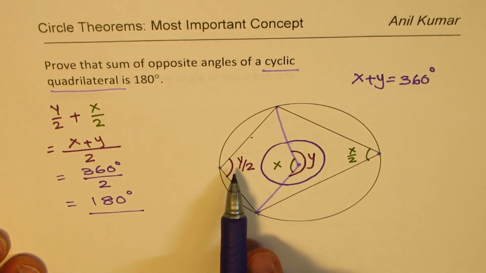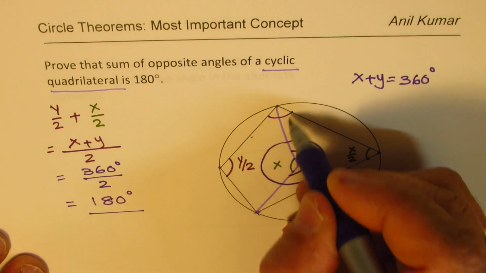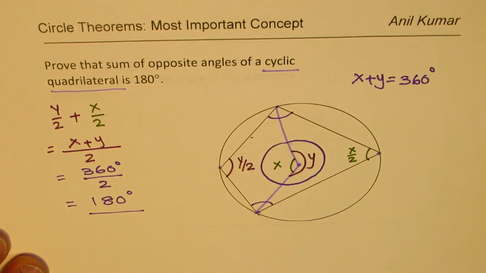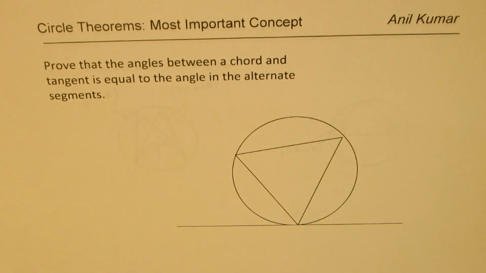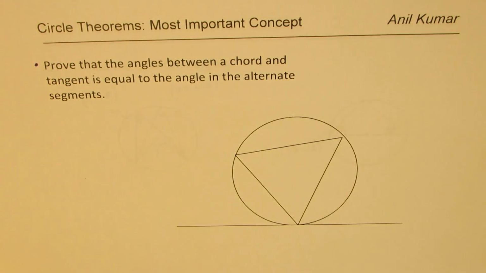So the sum of opposite angles is always 180. For the other two, you can again do the same thing and get the result, right? So the construction will be on the other side. Is that clear? Right? So that is how we can prove all these theorems. And now let's get back to the most important theorem, and which really confuses many, the alternate segment theorem.